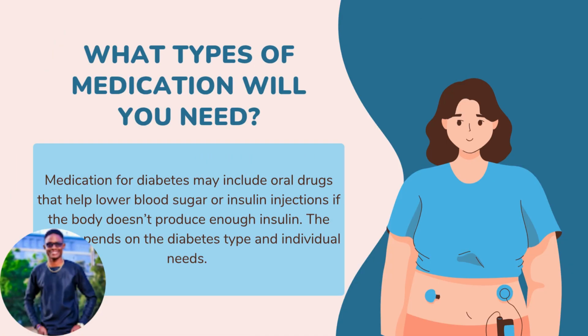If you happen to be diabetic, what type of medication will you need? Good. The medication for diabetes may include oral drugs like DPP-4 inhibitors such as alogliptin, alpha-glucosidase inhibitors like acarbose. Others include metformin, which in most cases is the first line of treatment. We also have insulin injection if the body doesn't produce enough insulin. The choice, however, depends on the diabetes type and individual needs.